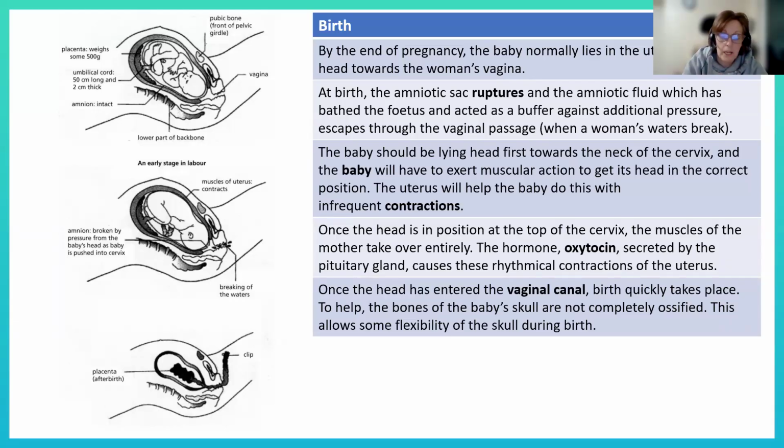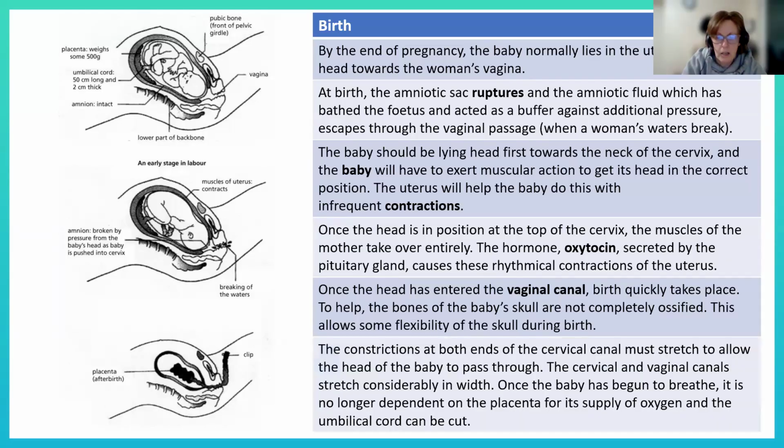It's really painful, and can often need intervention from medical teams. But supposedly, if everything's going well, once the head is in the vaginal canal, it happens quite quickly. The bones in the baby's skull aren't completely ossified, so the head is quite soft. That allows some flexibility to get the head through. So there's very strong contractions which allow that baby to be pushed out.